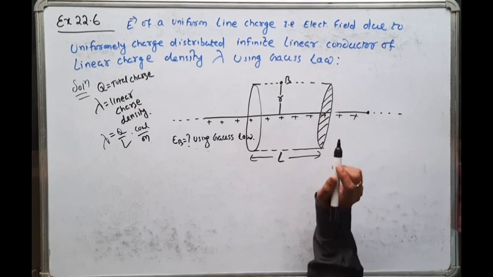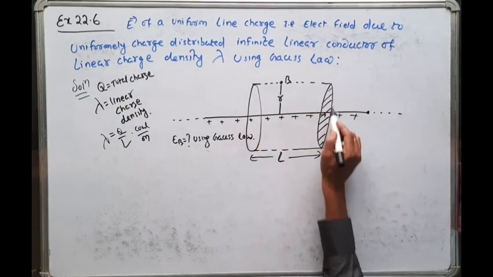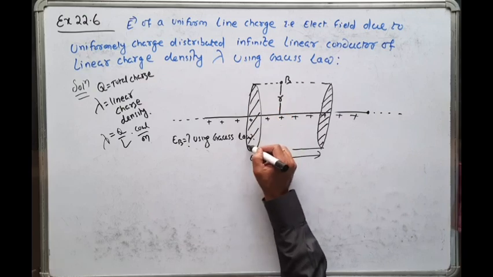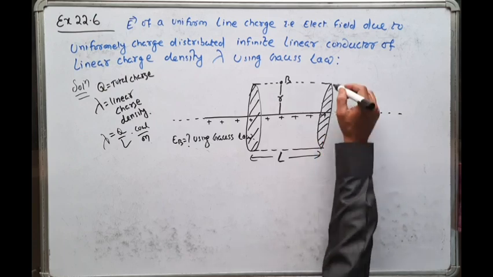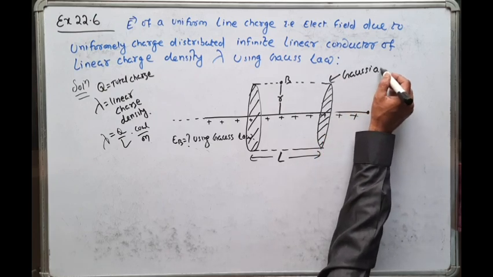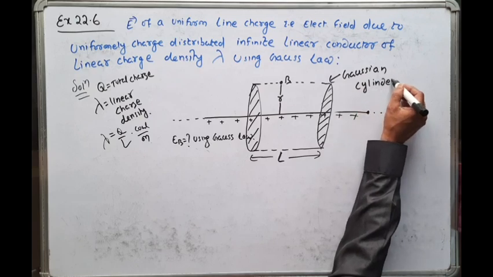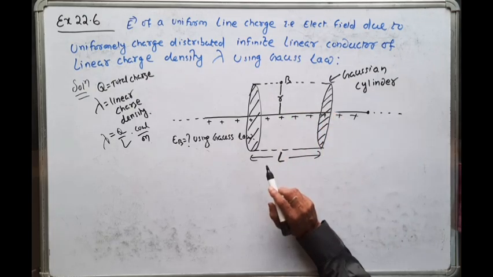Okay. So now what we'll do? We have to find flux through this Gaussian surface. You see there are three surfaces in this Gaussian cylinder. This is our Gaussian cylinder. The Gaussian surface, which is a cylinder, is called a Gaussian cylinder. On this Gaussian cylinder, we will apply Gauss law.